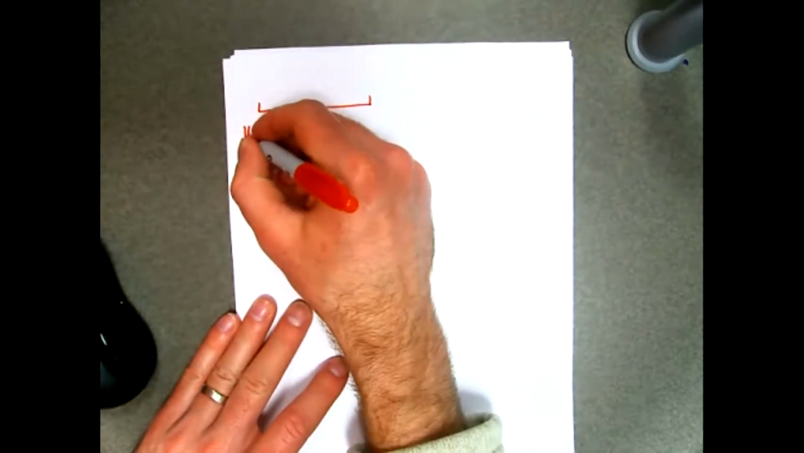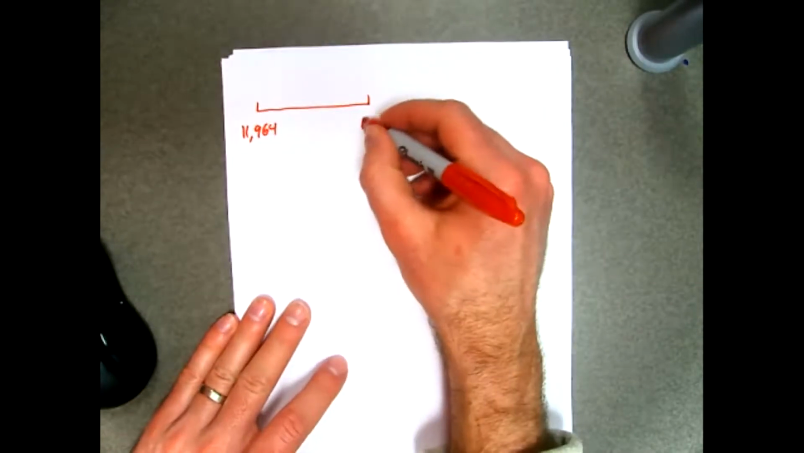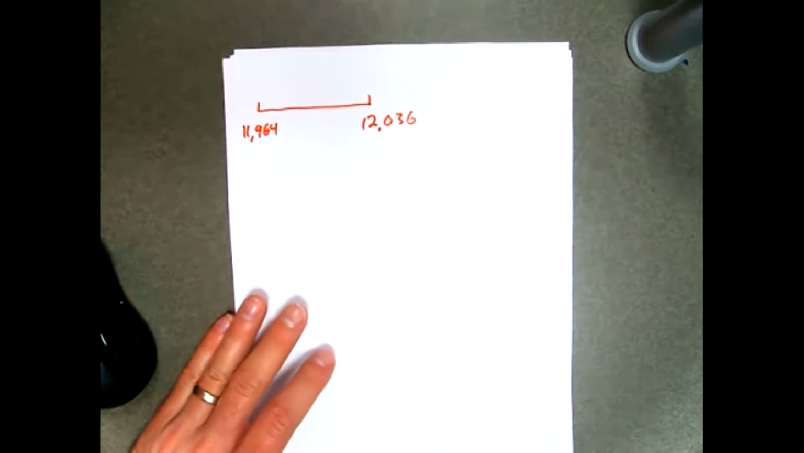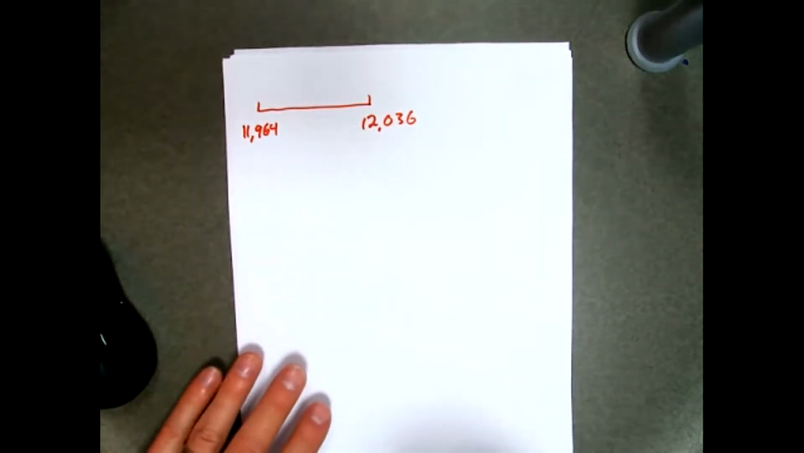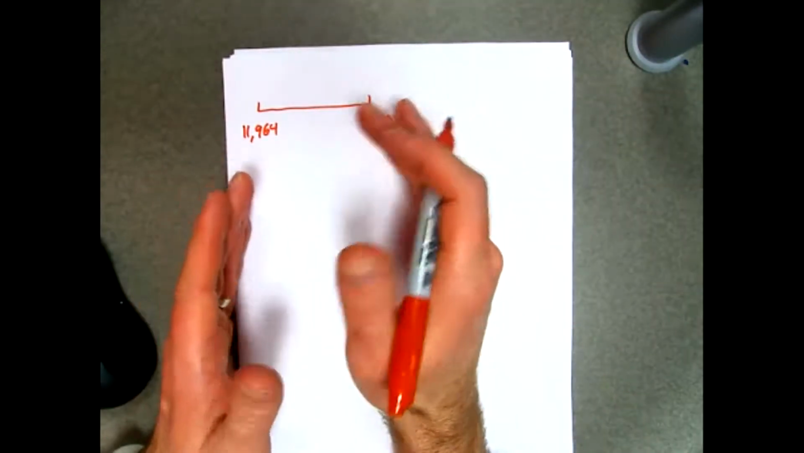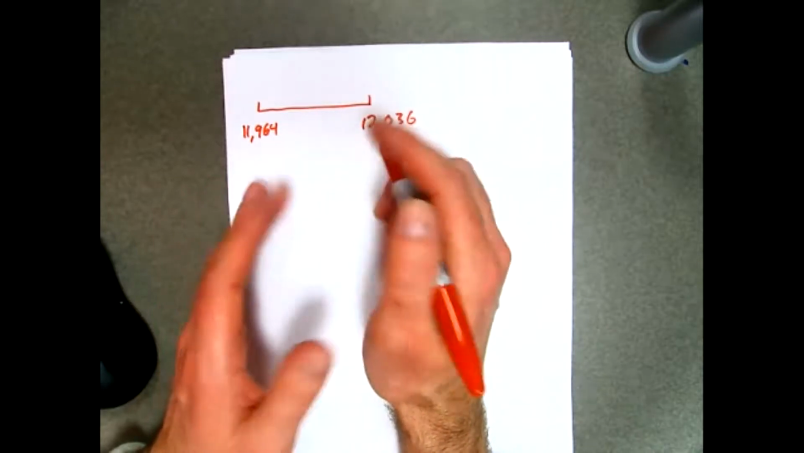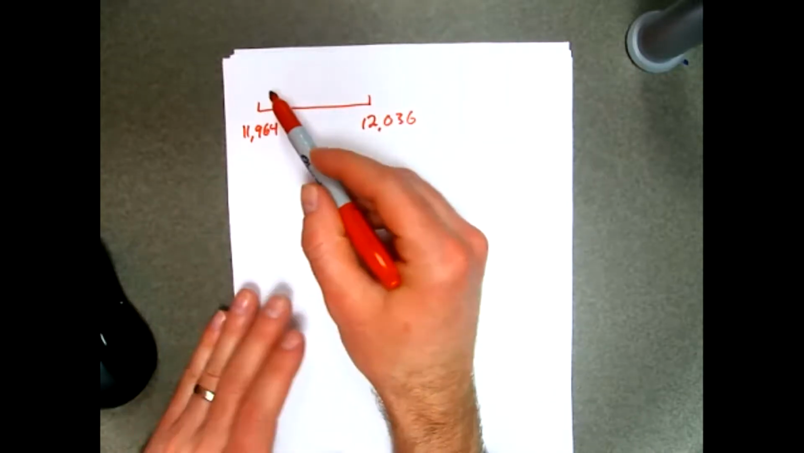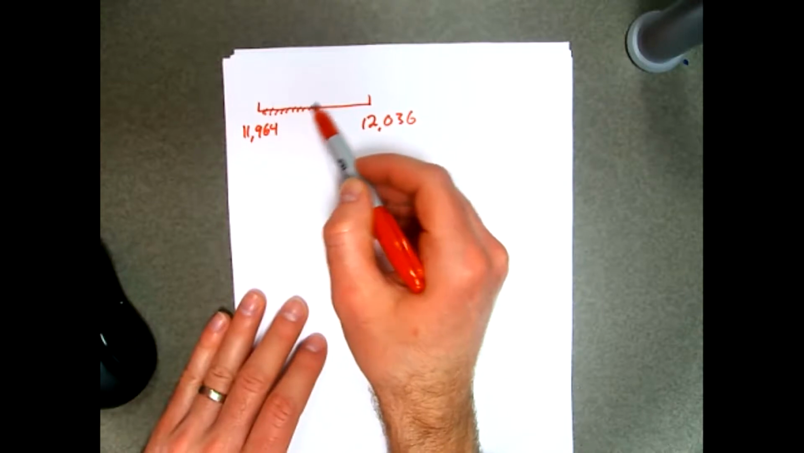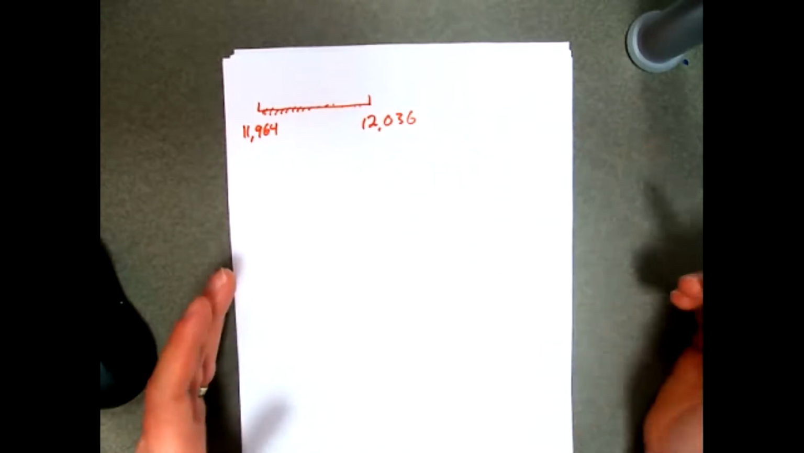It's like 11,964 to 12,036, if I remember these numbers correctly. So it's a really narrow range for where that difference in starting salaries was. Now, if this is true, then the true difference in starting salaries is only positive values.